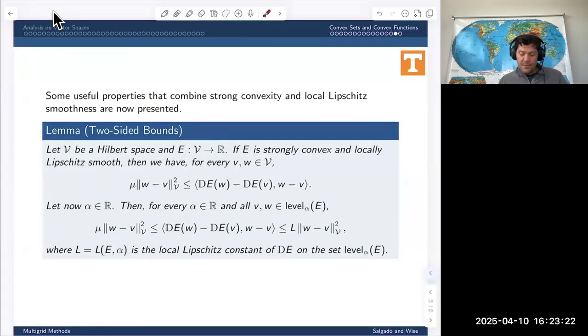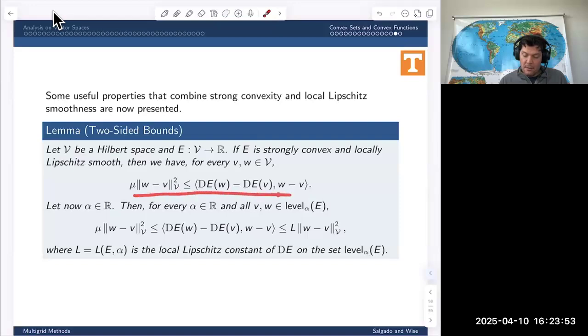So these are the so-called two-sided bounds, the thing that we sometimes called the quadratic trap, or it's related to the quadratic trap, which we will address in the next section. Suppose that we have a Hilbert space and E is a functional. If E is strongly convex and locally Lipschitz smooth, then we have the following two bounds.